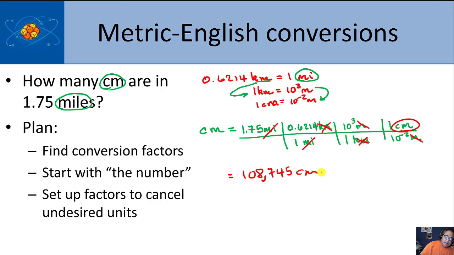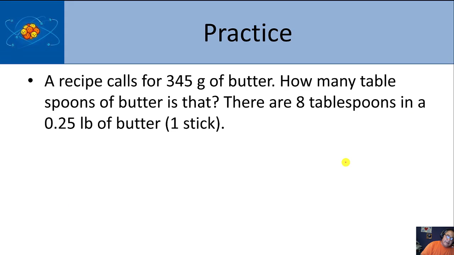Okay, let's do another one. Now this is kind of a different one. One of the things a lot of us have been doing with coronavirus is cooking, and then we also haven't been moving, so the other thing we've been doing is gaining weight. But having said that, the recipe calls for 345 grams of butter. That's actually a croissant recipe. How many tablespoons of butter is that?